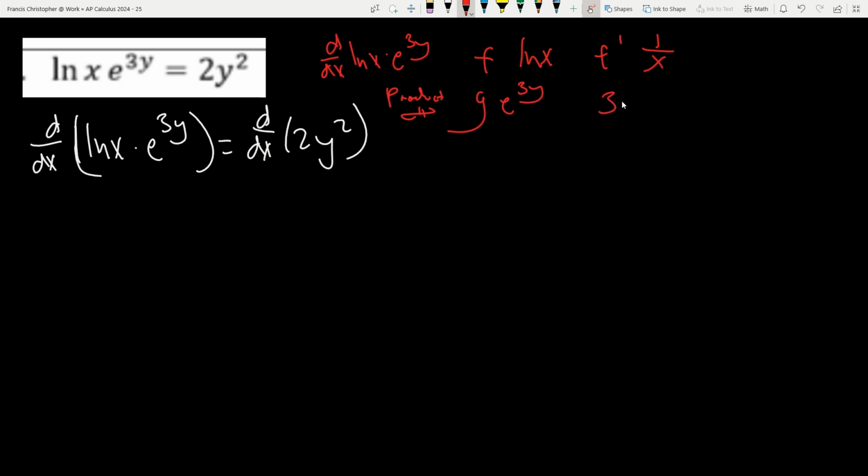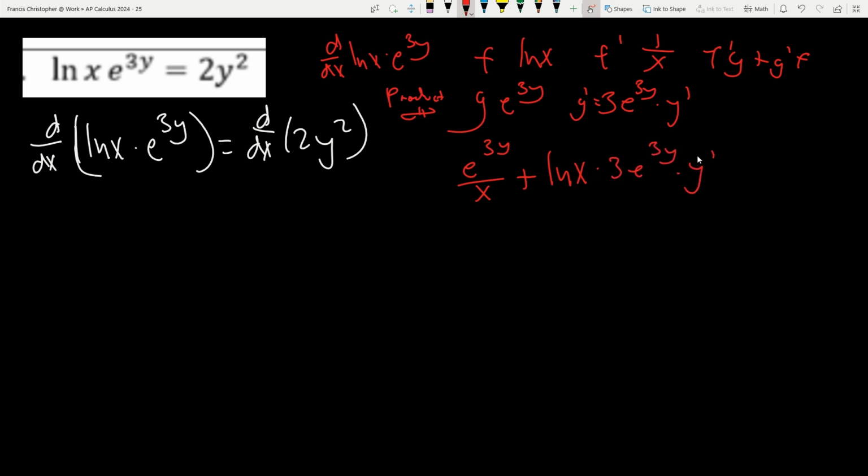So this is 3e to the 3y, right? Because I just bring down the scalar to the front. Sorry, g prime equals that, and then I tack on the y prime. And now I just have to cross multiply, because it's f prime g plus g prime f. So f prime times g is e to 3y divided by x, and then I add on ln x times 3e to the 3y times y prime.